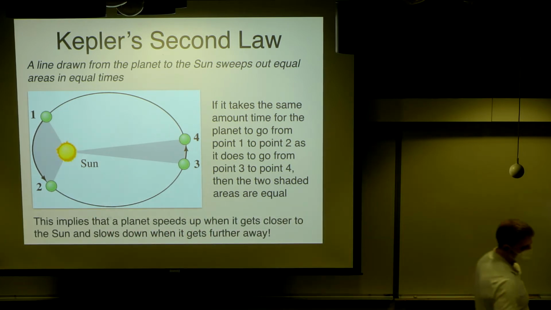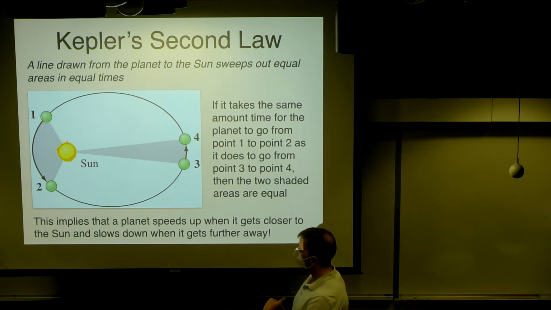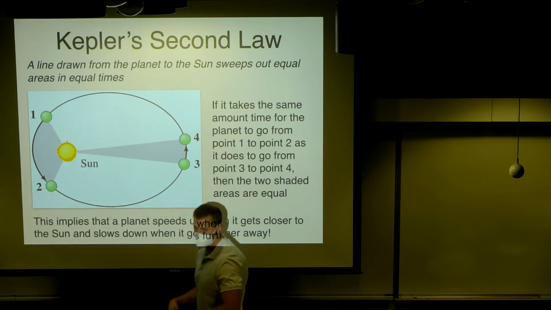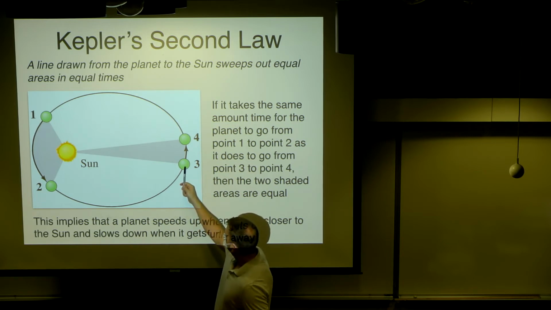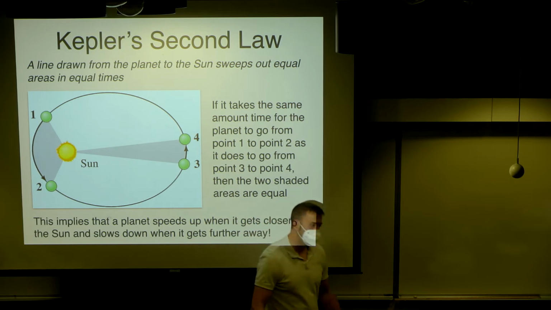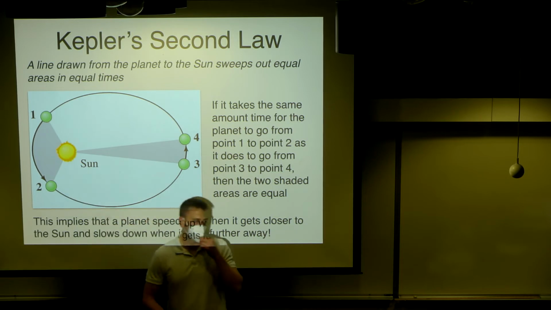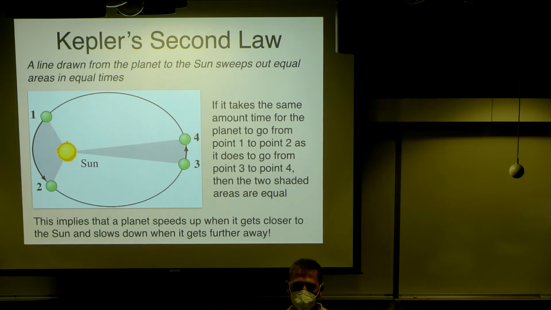So basically what this law is saying is that the line drawn from the planet to the sun sweeps out equal areas in equal times. So let's again take these two pictures here. If we go from 1 to 2, and that takes a certain amount of time, let's say 20 days, and then we go over here from 3 to 4, and that takes the same amount of time, let's say 20 days, that automatically means these two areas are the same. That's how Kepler sort of described this idea.